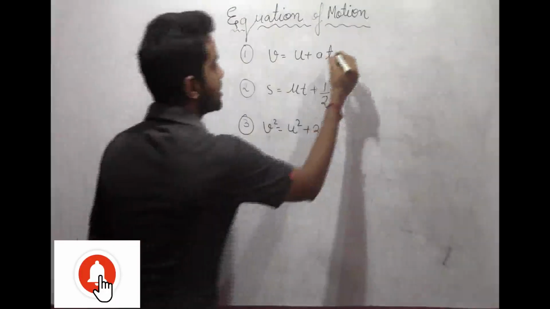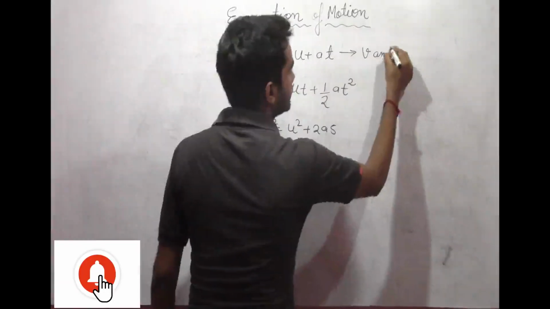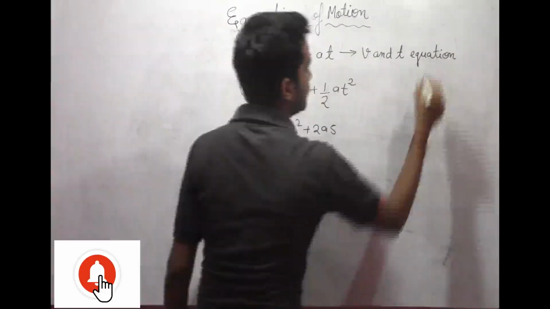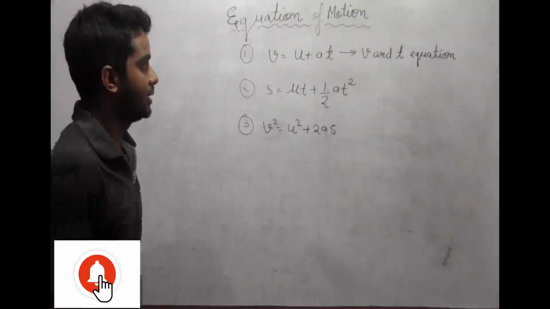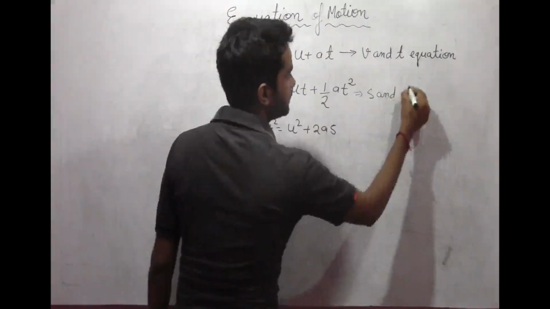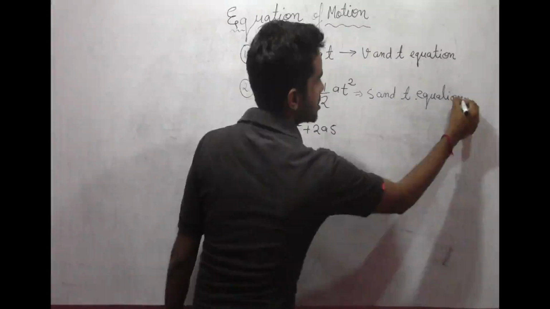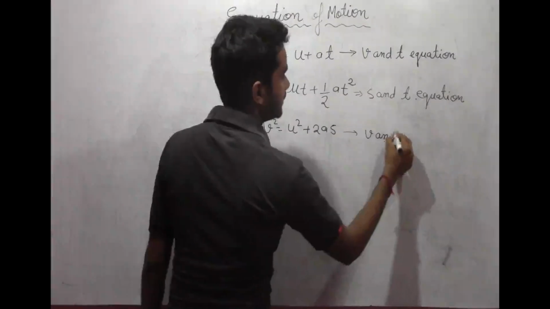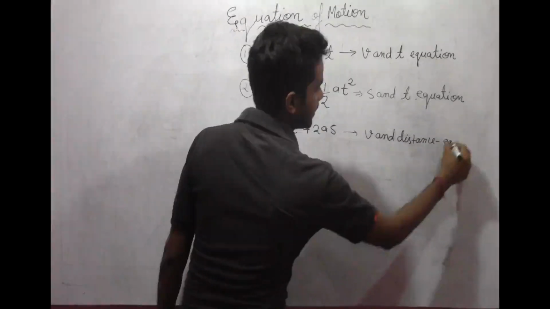The first equation of motion is known as the velocity and time equation. The second equation is your distance and time equation. And your third equation is the velocity and distance equation.